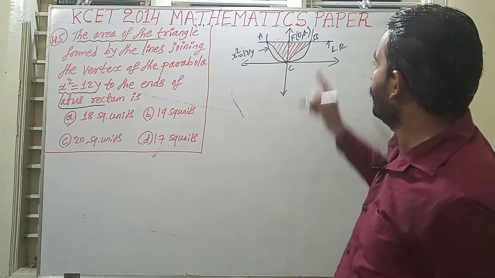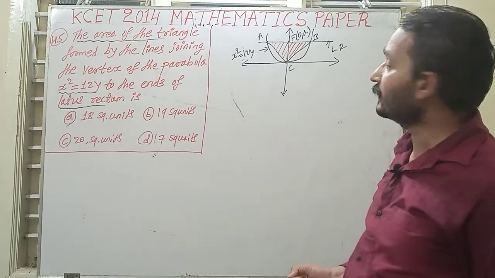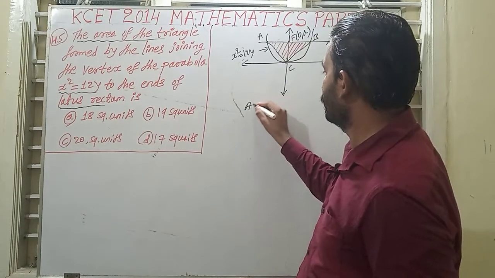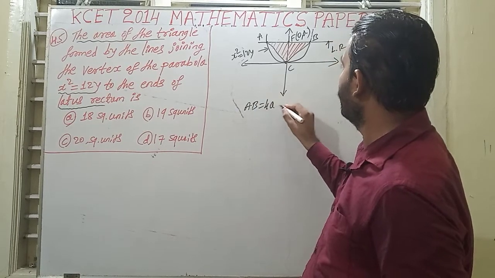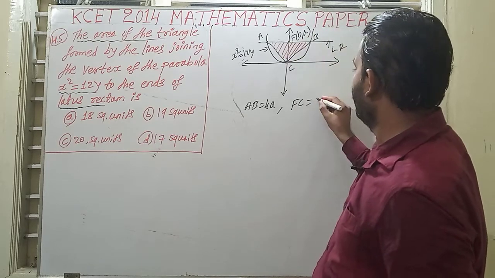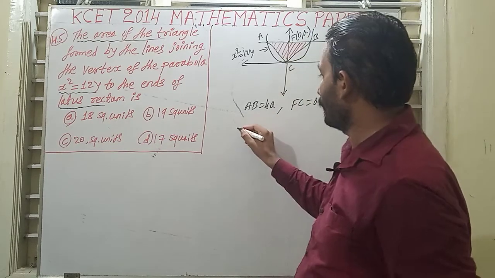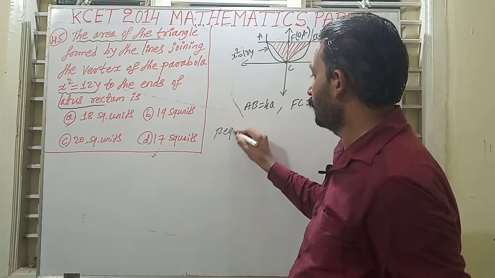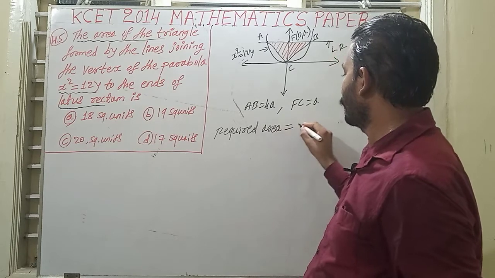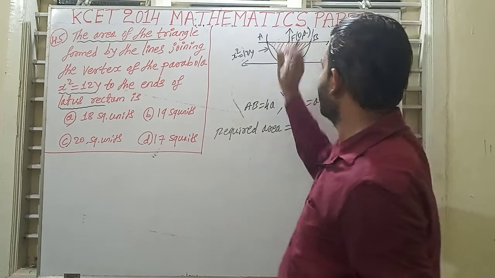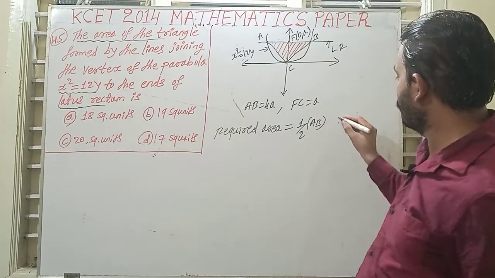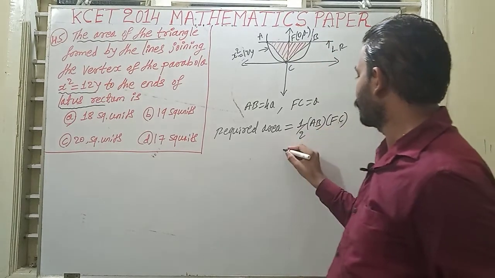AB is the length of the latus rectum, which is nothing but 4a. So AB is equal to 4a in this case, and FC is equal to the focal length, a. So the area of the required triangle is equal to half into base AB into height FC. Now substitute AB and FC.